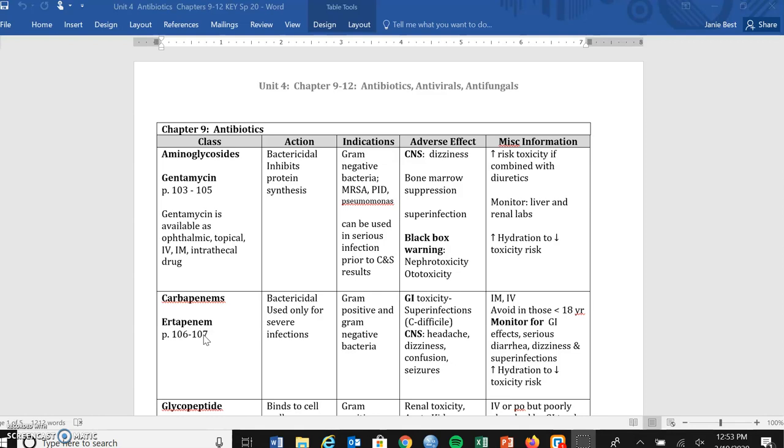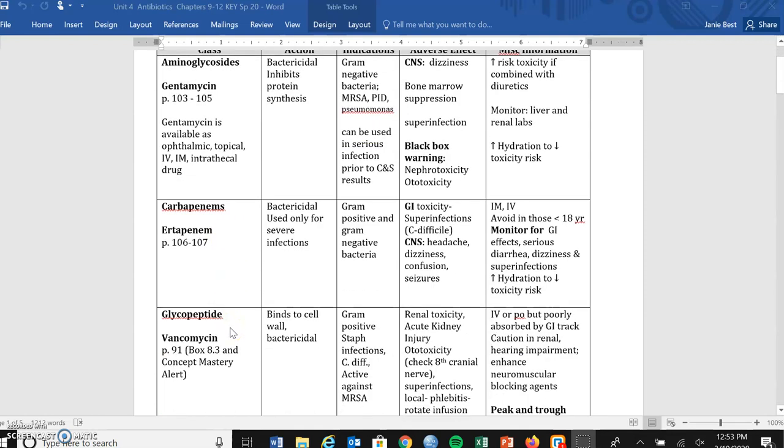It is used to treat gram-negative bacteria in serious infections and can be used prior to the culture and sensitivity results. It comes in several ways of delivery: ophthalmic, topical, IV, IM, and intrathecal. The black box warning is for nephrotoxicity and ototoxicity, meaning you need to increase hydration, look at urine labs, and tell the patient to let you know if they have any hearing loss.